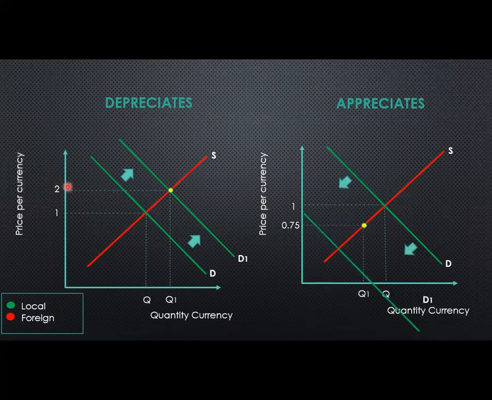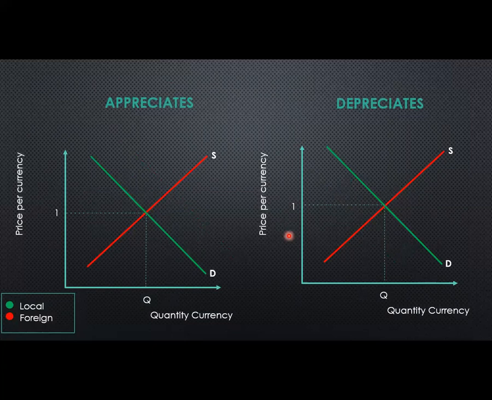Whereas a decrease in the demand for foreign currency illustrates the fact that no leakage takes place, so the money is spent within the borders of our economy. This will appreciate our currency. It becomes cheaper for us to obtain the foreign currency. Where we originally paid 1p for the foreign currency, we now only pay 0.75p.